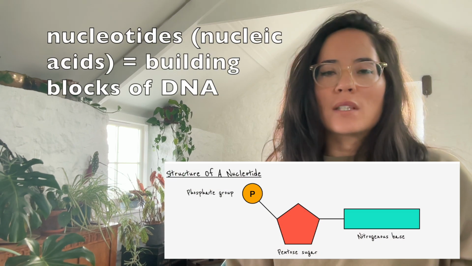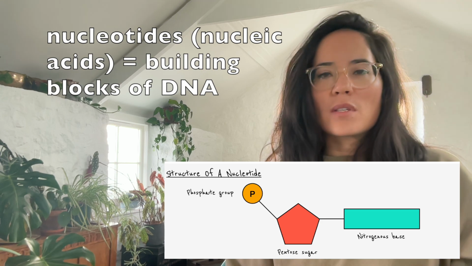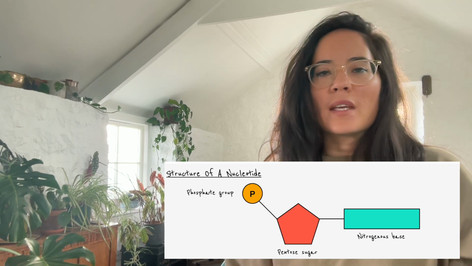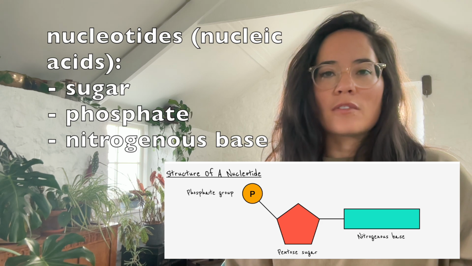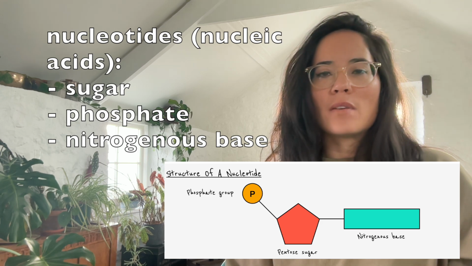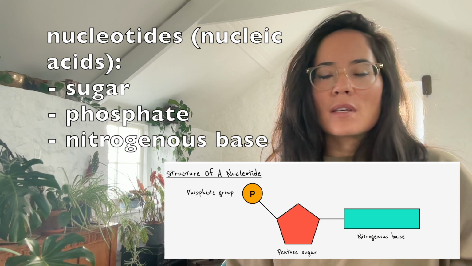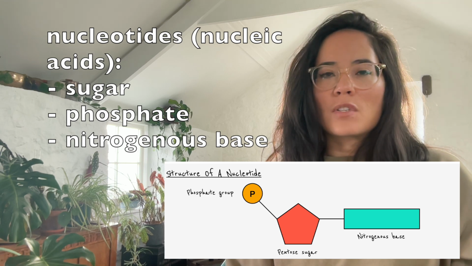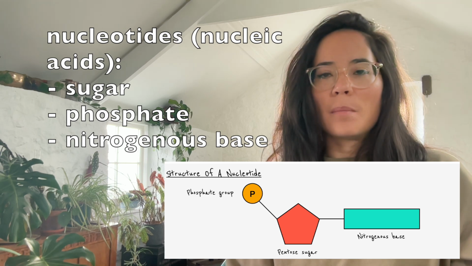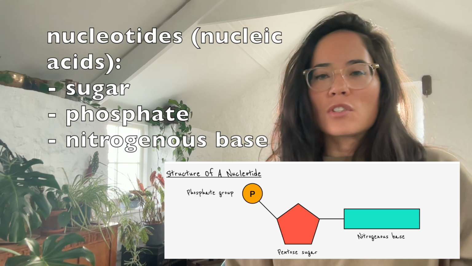Now the building blocks of DNA and RNA are known as nucleotides or nucleic acids. So what does a nucleic acid consist of? It consists of a sugar, as I've already mentioned. In DNA that's deoxyribose, in RNA that's ribose. It consists of a phosphate group, which is inorganic, meaning it doesn't contain carbon, and it contains a nitrogenous base, meaning it contains nitrogen. Now the bases vary depending on if you're discussing DNA or RNA. Nucleic acids or nucleotides join together through complementary base pairing.